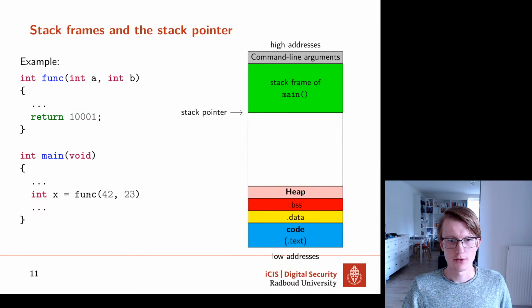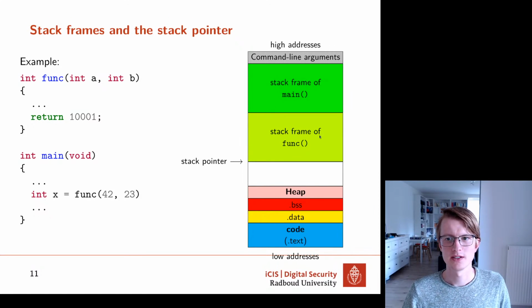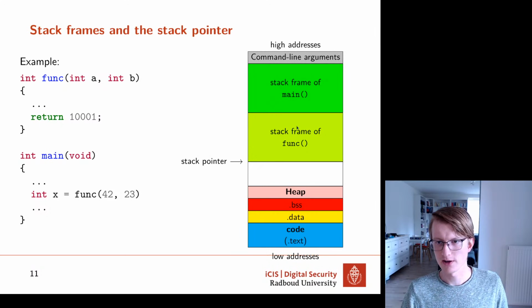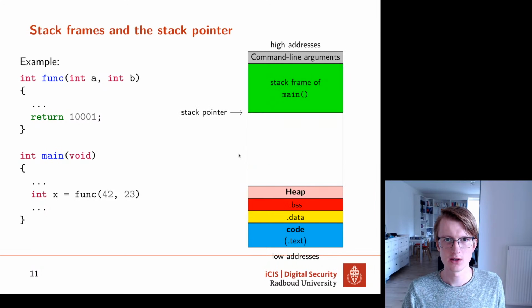Then we start to call func here with the arguments 42 and 23. What we then do is we get the stack frame of func, and then the stack pointer is decreased, so func has its space to put the local variables that were here. And then when it's done, we increase the stack pointer again to go back to where it was.